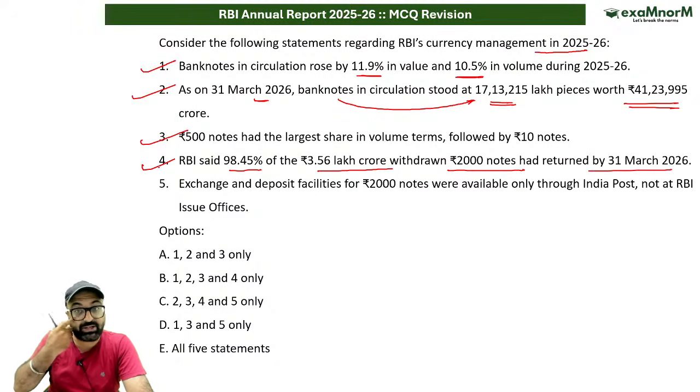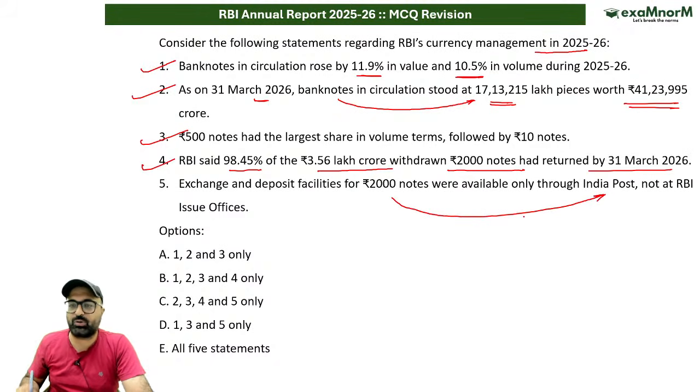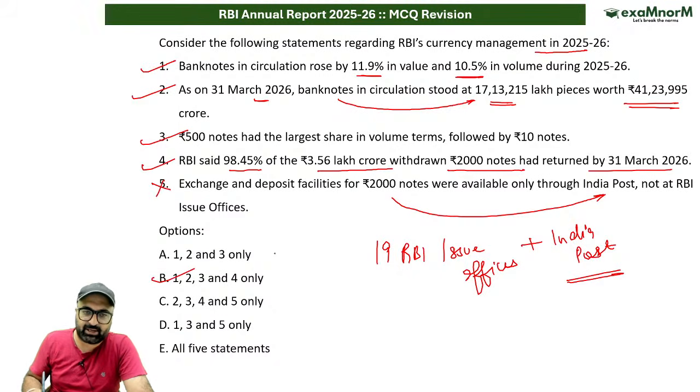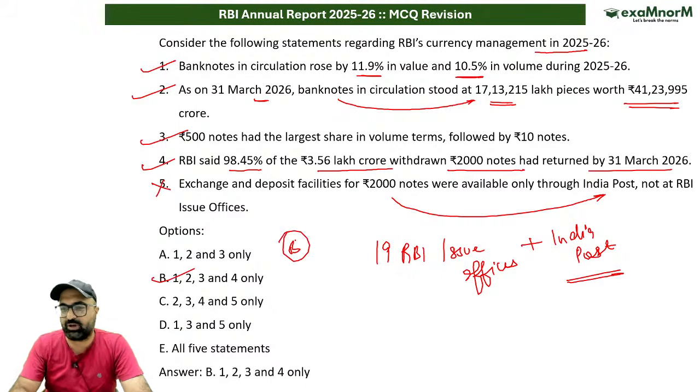Correct. Exchange and deposit facility for 2000 notes were available only through India Post, not at RBI issue offices. This is incorrect, guys. Exchange and deposit facility was available at 19 RBI issue offices, and notes could be sent through India Post as well. Okay, so the fifth statement is wrong, the rest are all correct. So B option is the correct answer. Moving on to the next one.